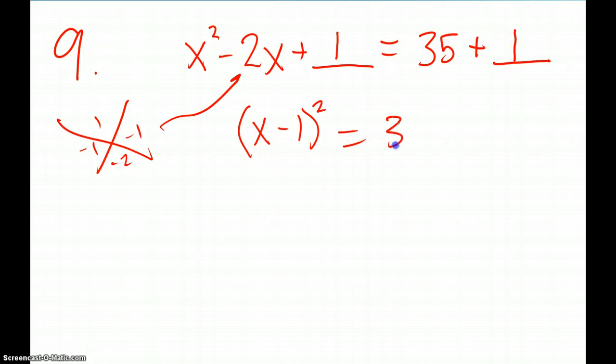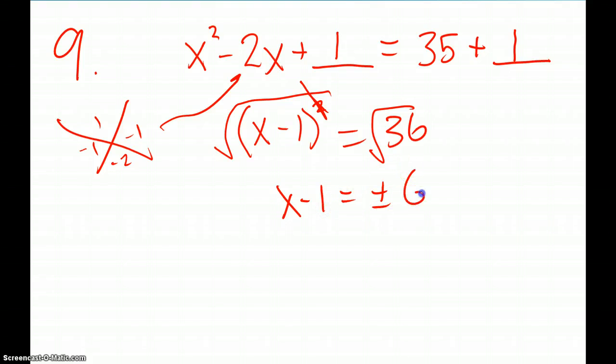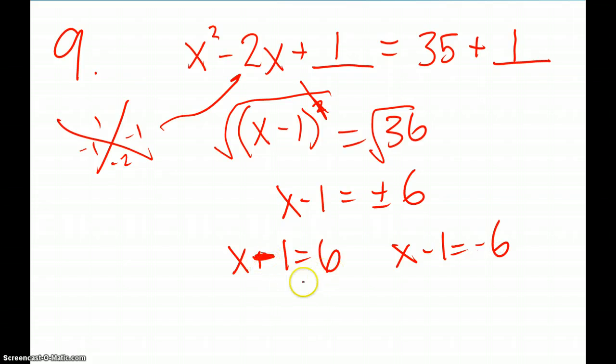35 plus 1 is 36. If I want to undo a square, I square root. So those cancel, I get x minus 1 equals plus or minus 6. So x minus 1 equals 6. x minus 1 equals negative 6. So I add the 1, I get x equals 7. Add the 1, I get x equals negative 5.